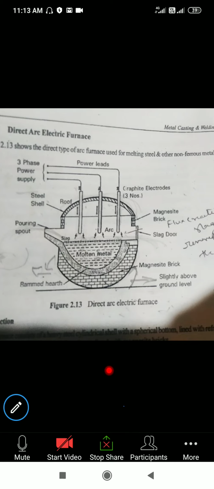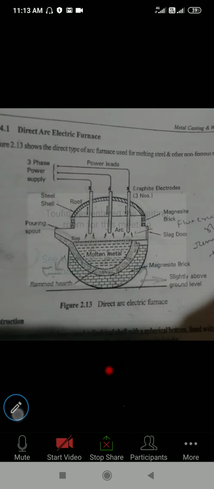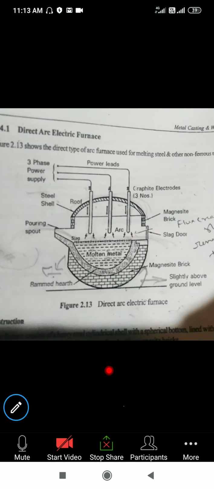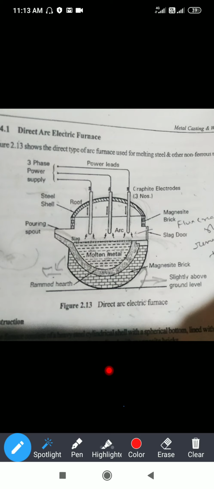So the direct electrical arc furnace. In this direct electrical arc furnace, over here, what is happening, before going for the operations we'll see the construction features.